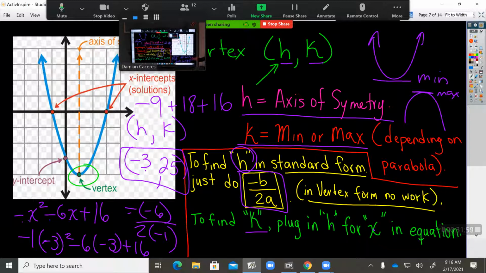What is the highest point of this graph? What is the highest point of this example we just did? 25. Of course. It says it there. That number is your maximum or minimum. You understand?